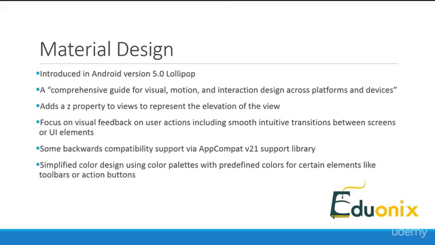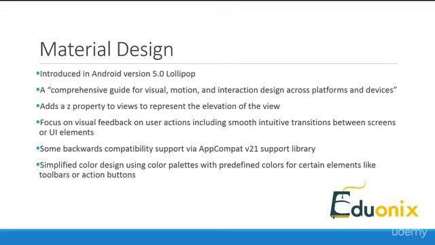Google recently announced a new visual language called Material Design. It was announced at Google I/O 2014 and included as the official design language for Android version 5.0 Lollipop, which was released later in 2014. Material Design offers a comprehensive guide for visual, motion, and interaction design across platforms and devices. In addition to its inclusion in Android Lollipop, the Polymer library brings Material Design to web applications as well.